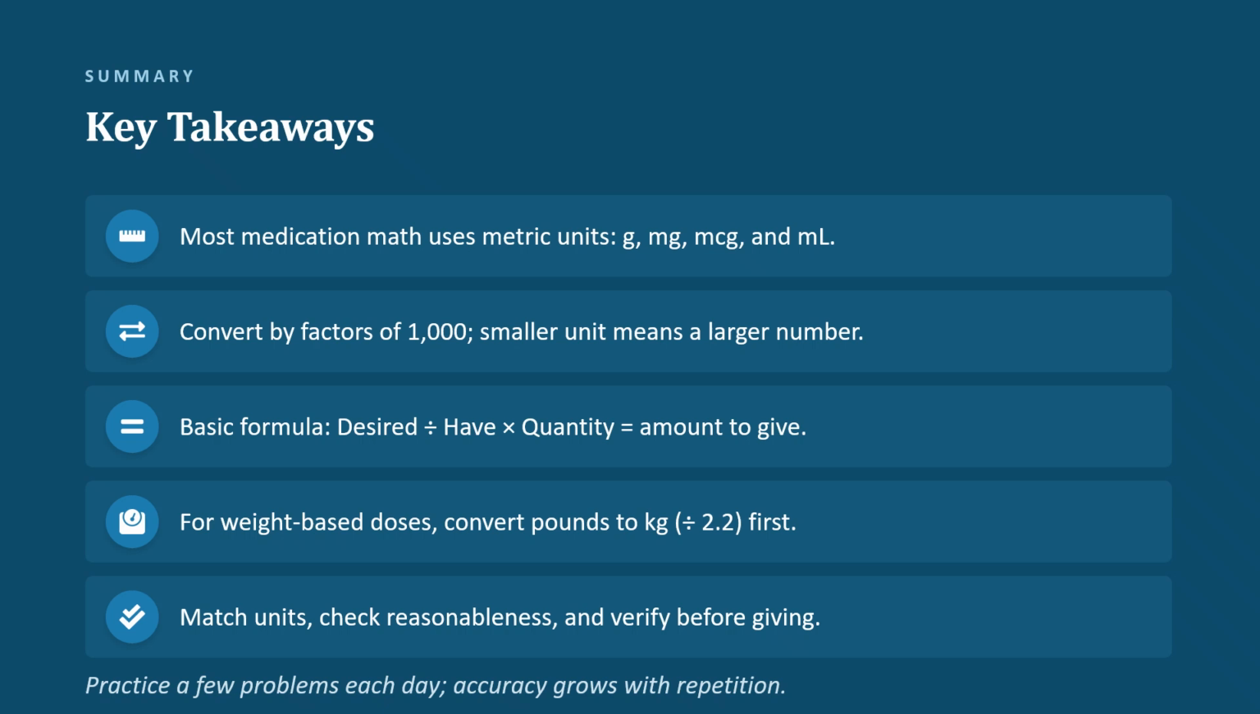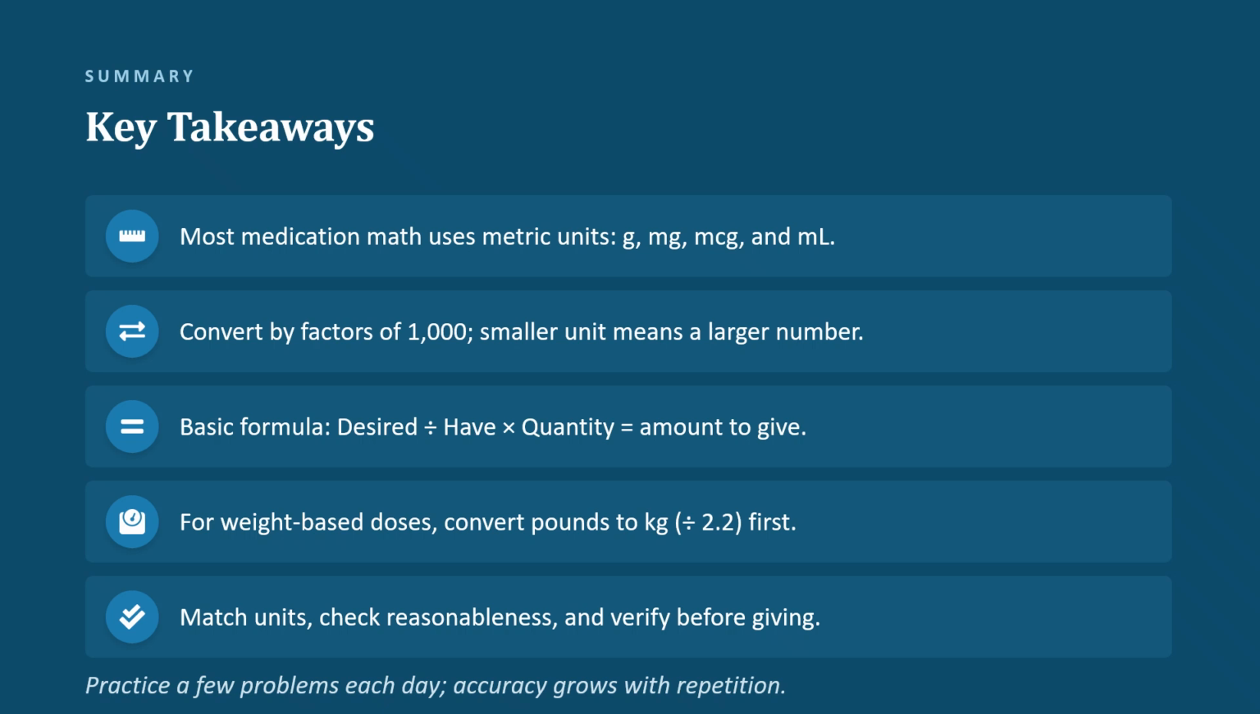And fifth, wrap every calculation in safety by matching units first, asking whether the answer is reasonable, using a second method or a colleague for high-risk math, writing numbers safely with leading zeros and no trailing zeros, and verifying with the provider or pharmacist whenever you are unsure.